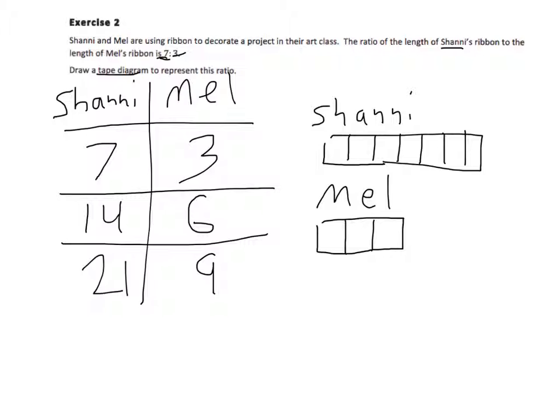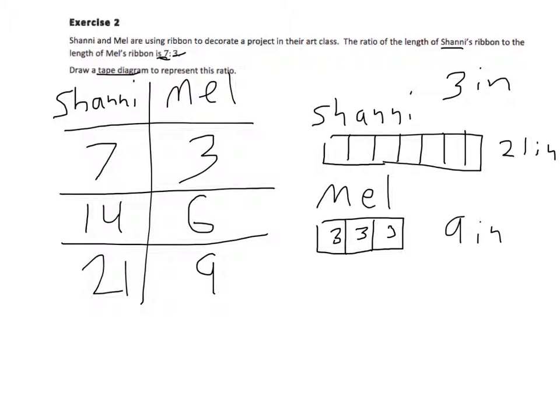Now, what happens if we would say each section would represent 3 inches? How long would you say Shawnee's ribbon is and Mel's ribbon? I'll give you a second to think about it yourself. Well, did you get for Shawnee's ribbon that it would be 21 inches and Mel's ribbon it would be 9 inches? Because again, it would be 3 for each section, and as for Mel, it'd be 3, 3, and 3, 3, 6, 9, or 9 inches altogether, which you can see down here on the bottom section of our ratio table.